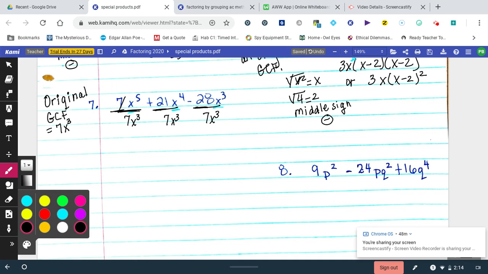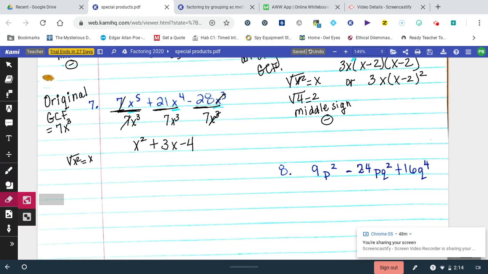All right, so you're going to end up with x squared plus 3x. These will cancel. Minus 4. Okay? All right, so I'm going to check it to see if it's a perfect square trinomial. To check it, I need to make sure that the first and last are perfect squares.